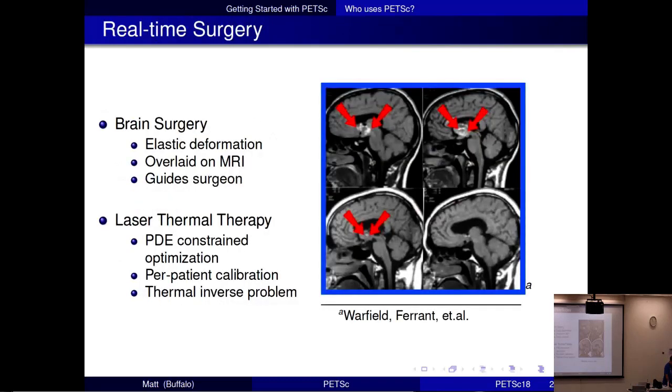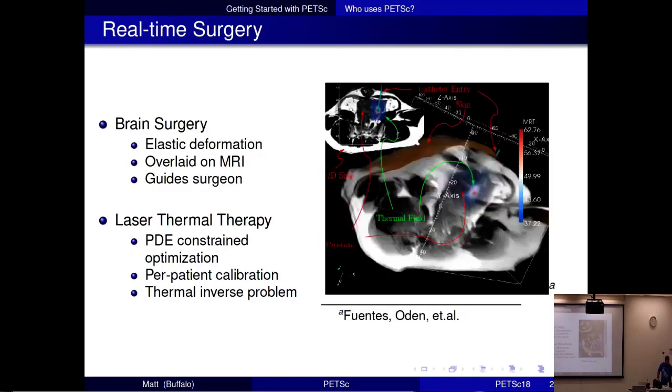Oh, and this is cool PDE constrained optimization from Dave Fuentes. This is actually a dog with cancer, and they're trying to operate thermally with it. So they take a laser and burn it out. So he phrases it as a PDE constrained optimization problem. So that was him and Tinsley Oden when he was a student at ICES.